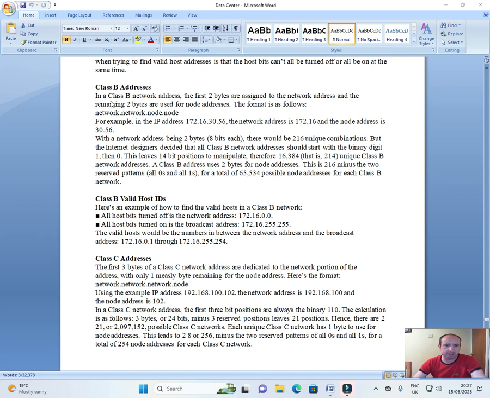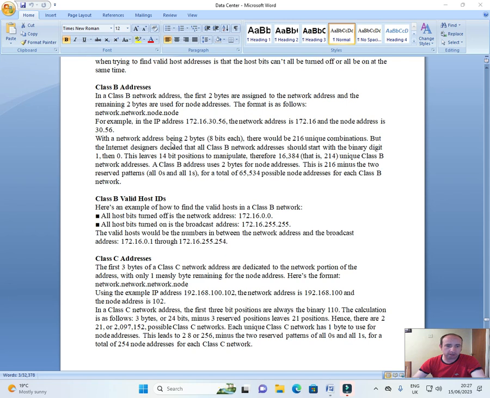Class B addresses. In a Class B network address, the first 2 bytes are assigned to the network address and the remaining 2 bytes are used for node addresses. The format is as follows: network.network.node.node. For example, in the IP address 172.16.30.56, the network address is 172.16 and the node address is 30.56.